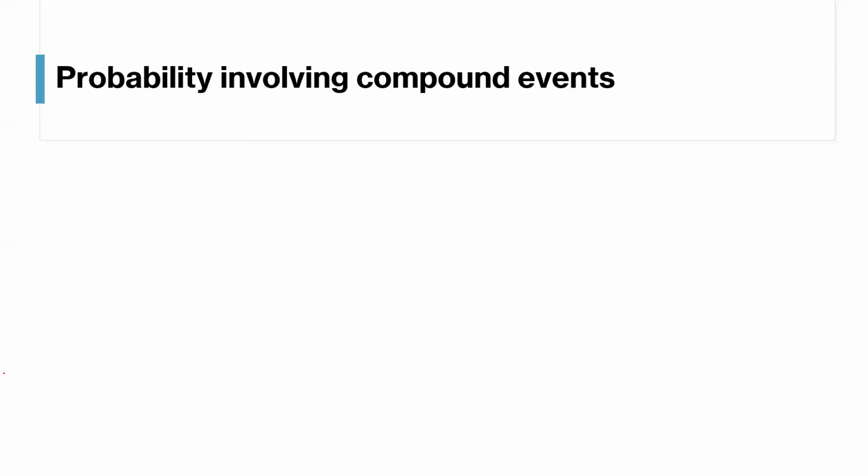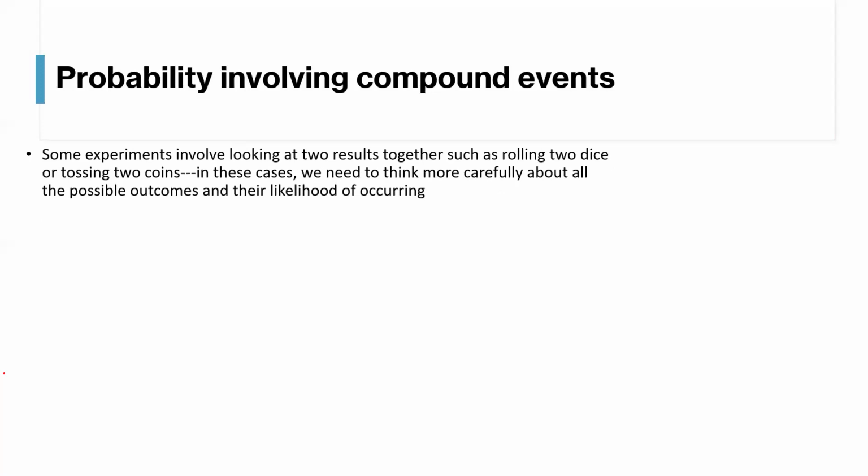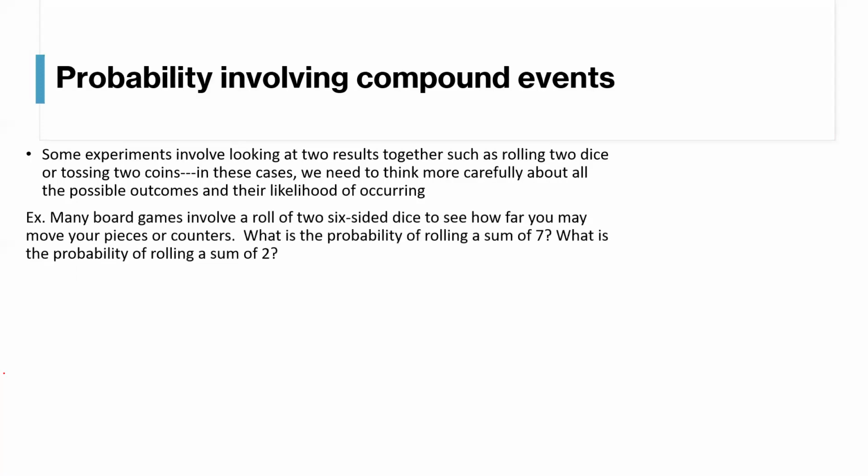So, probability involving compound events. We're just looking at what happens when two experiments happen at the same time, like rolling two dice at the same time or tossing two coins at the same time. In this first example, we're looking at a board game and you're trying to find the probability of rolling a sum of 7. Keep in mind, we're not talking about one dice, now we're talking about two dice. Essentially what we want to find is the probability that the two numbers we end up getting add up to 7.